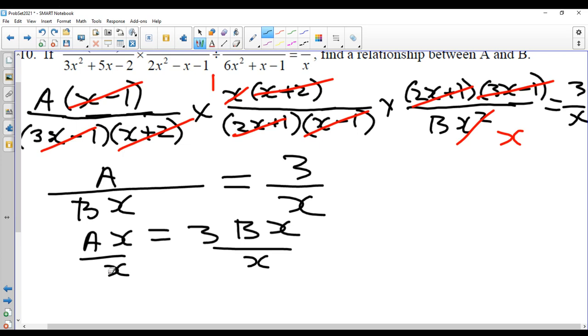So what are we left with? 3b is equal to a, or a is equal to 3b. And we just beat the clock. So that's the relationship between those two things, that a is equal to 3b. Well done, class. We just beat the clock by a minute.